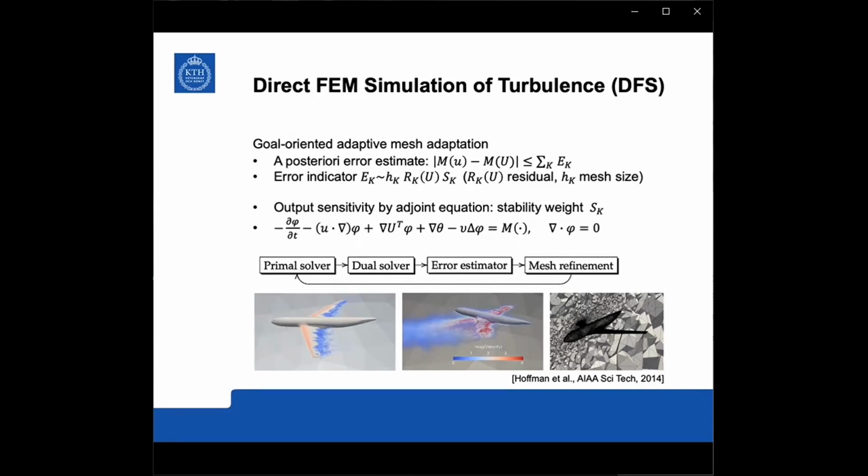So the algorithm goes as follows. We solve the primal problem, the Navier-Stokes equations. We solve the dual problem, the adjoint equations. We construct the error indicators, and we refine the mesh, or modify the mesh. In this case of the airplane, the ratio between the finest and the coarsest cell in the mesh is about 1 million.